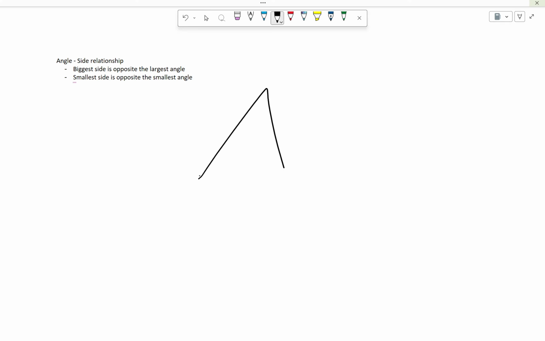Let's discuss the angle-side relationship. In a triangle, it's effectively this: the biggest side is opposite the largest angle, and the smallest side is opposite the smallest angle. All right, so here we go. Let's go ahead and illustrate this for you guys. I got a triangle. It is A, B, C.